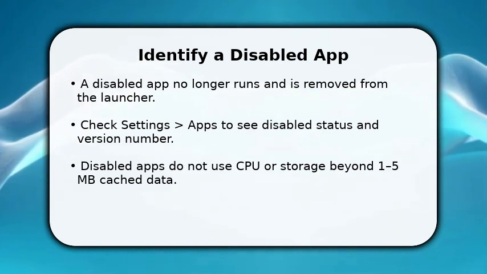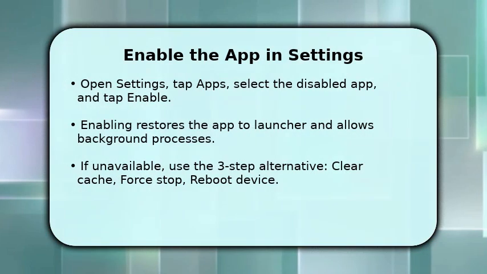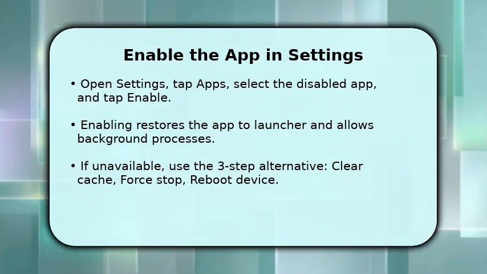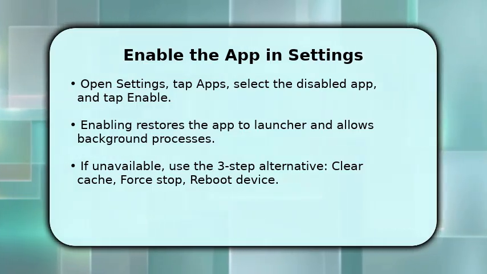To re-enable, open Settings and go to Apps or App Management. Tap Search and enter the app name to find its app info page. On the app page, tap Enable to restore the icon and background permissions.